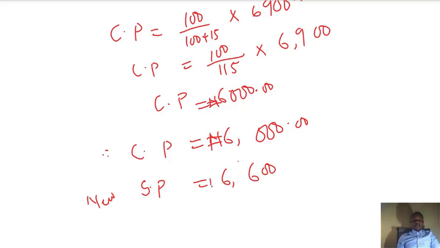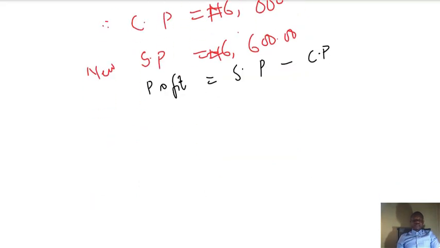6,600 naira. And the question is, is it going to make a profit if he did not sell it at 6,900 but rather sold it at 6,600 naira? Is it going to make a profit or loss? Let's see. When you compare the cost price and the selling price, we can see that the selling price is more than the cost price, so it's going to make a profit. So profit is always SP minus CP, and loss is always CP minus SP.